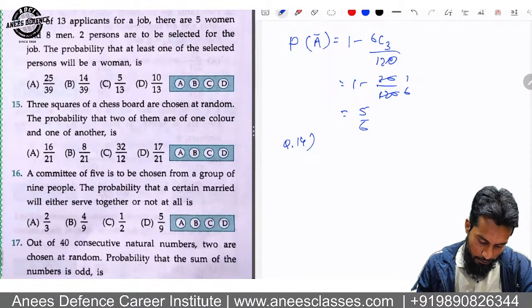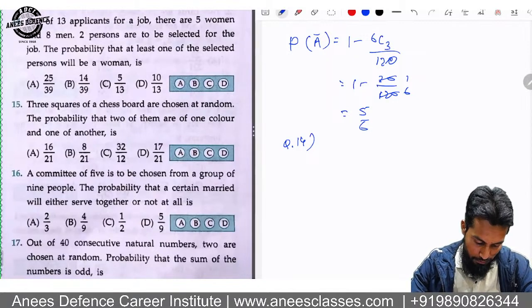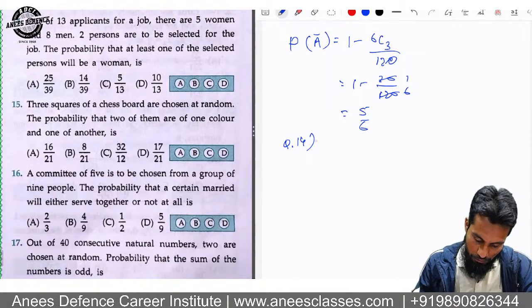Out of 13 applicants for a job, there are 5 women and 8 men. Two persons are to be selected for the job. The probability that at least one of the selected persons will be a woman. Again, two cases are there. One woman or both should be women. One woman, it is simple like question number 12 only. Just now we have solved it. Directly we will write the solution.